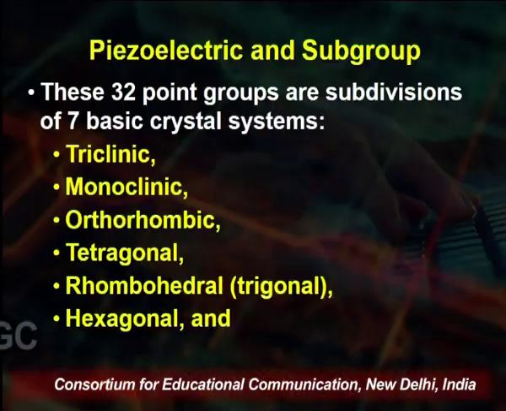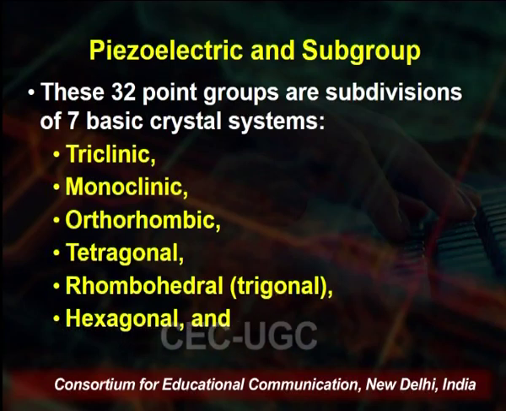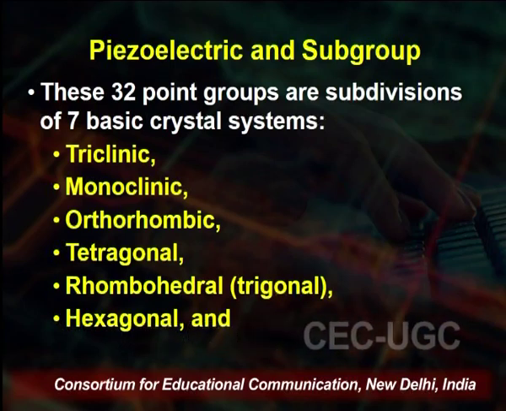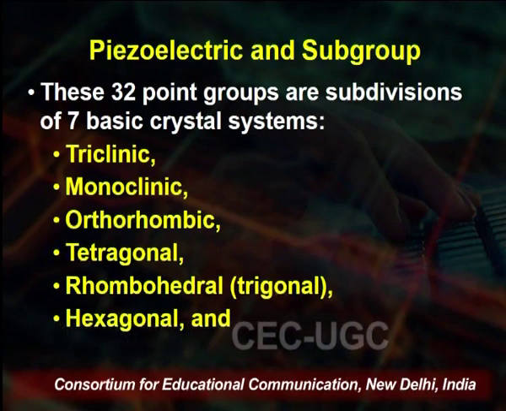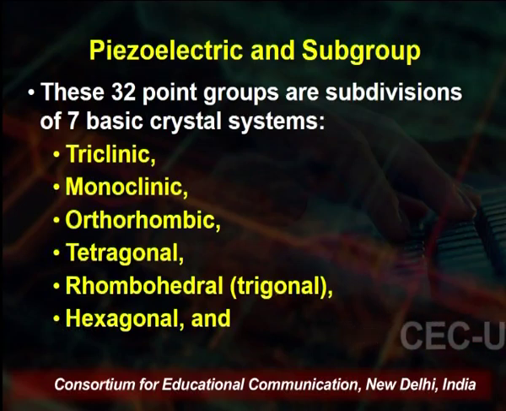Now, utilizing these symmetric elements, all crystals can be divided into the 32 different classes or point groups. So, the 32 groups have subdivisions, and we have 7 basic crystal symmetries, in which we have triclinic, monoclinic, orthorhombic, tetragonal, rhombohedral, that is trigonal, and hexagonal and so on.